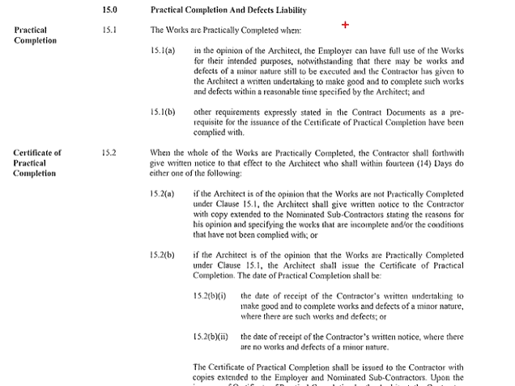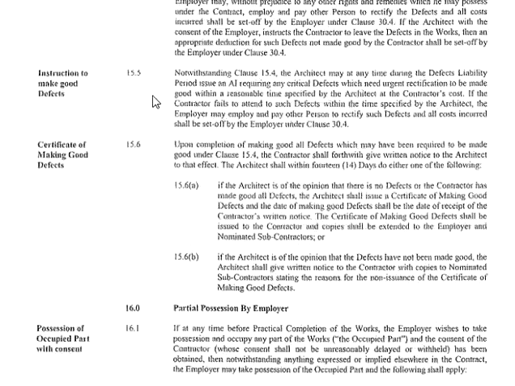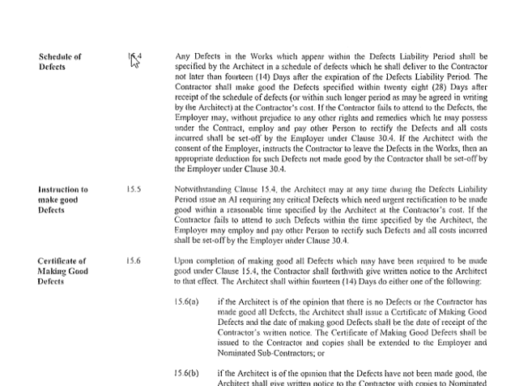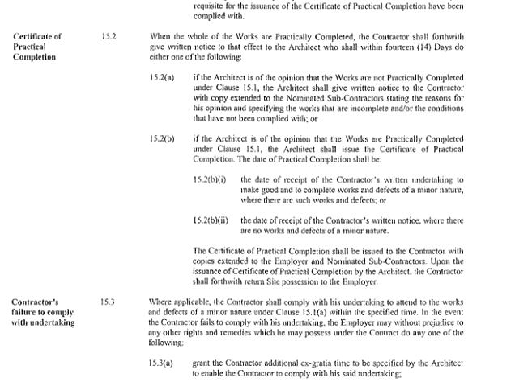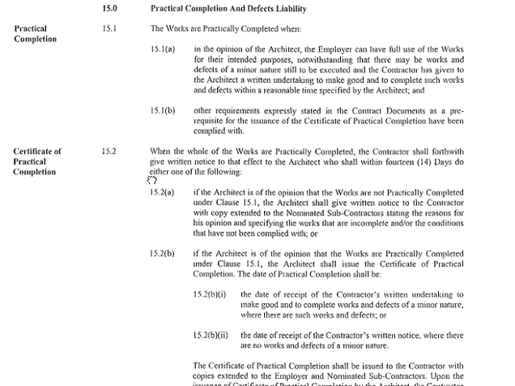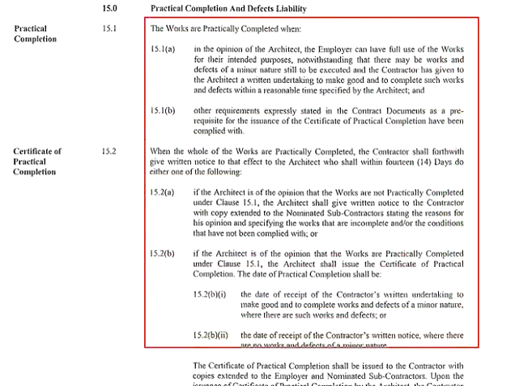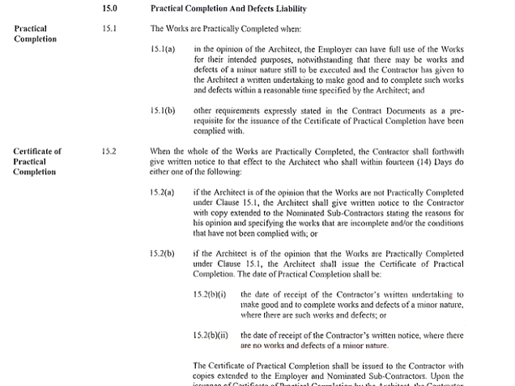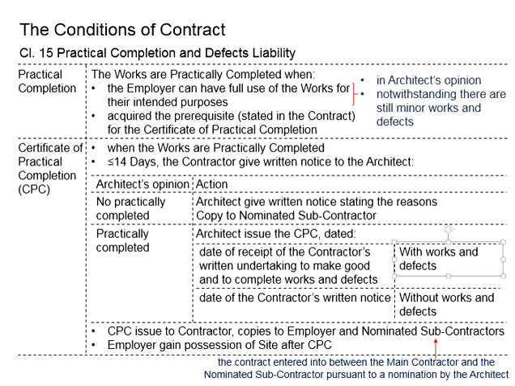Clause 15. Practical completions and defect liability. We have 6 sub-clauses here, quite a lot of information. Within some sub-clauses, there are sub-components. The relevant statements you can refer to the PAM contract. For simplicity, let us look at this slide.